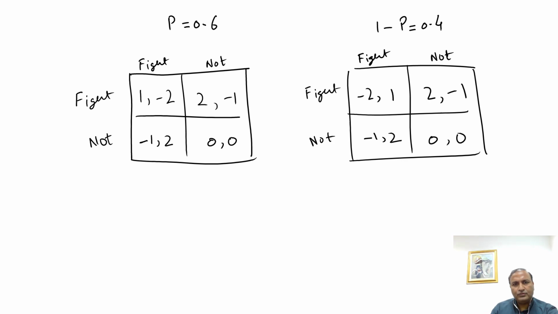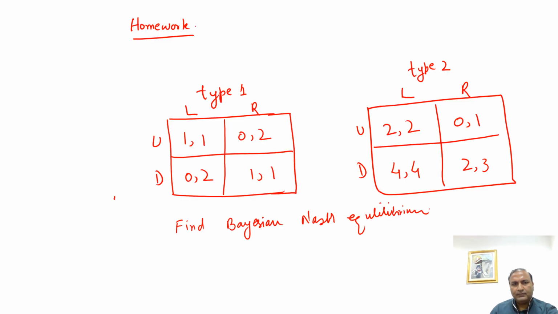So I have 2 homework questions for you. This is homework 1. You have to find the Bayesian Nash equilibrium for this game, and then you have homework number 2. You also have to find the Bayesian Nash equilibrium for this one. It will be very good for your practice. Okay, and I will send you the answers once you have done it.